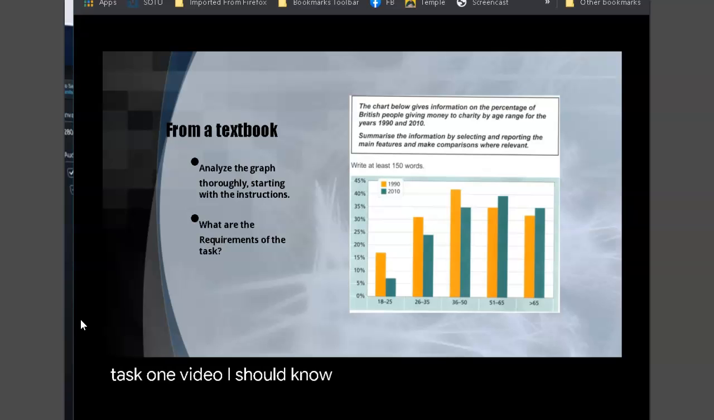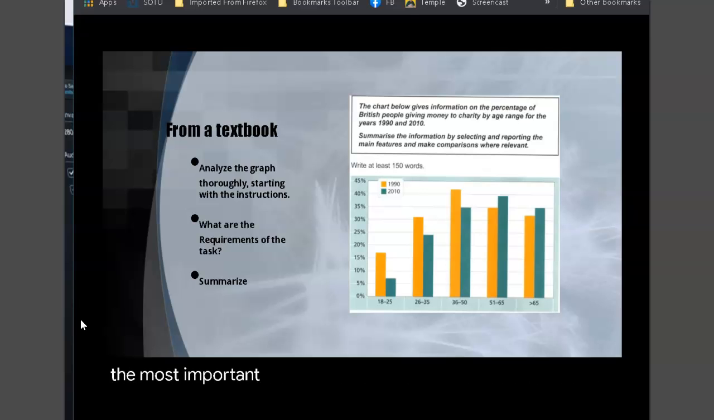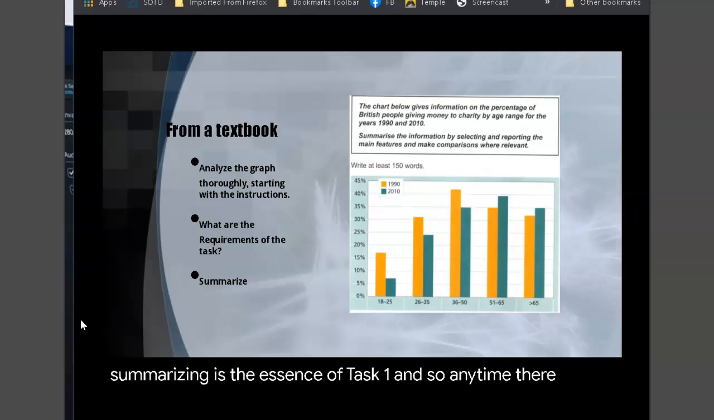I should not, but it's been a while, so going over what these words mean. Now, to summarize means to talk about the most important information in as few words as possible. Summarizing is the essence of Task 1. And so anytime you're using extra words that you don't need to be using, you're not summarizing, and you're not fulfilling the requirement of the task. So any extra verbiage, extra words that aren't needed, go against the main idea.